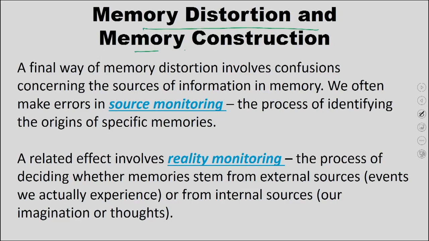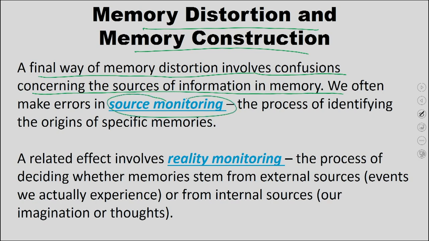Memory distortions and memory construction. A final way of memory distortion involves confusions concerning the sources of information in memory. Sometimes you don't know where the memory came from, where it is stored, or who actually told you. Those types of problems can also lead to memory distortions and constructions, and that is called the source monitoring error. We often make errors in source monitoring, the process of identifying the origins of a specific kind of memory.